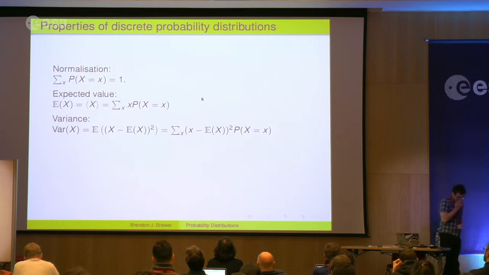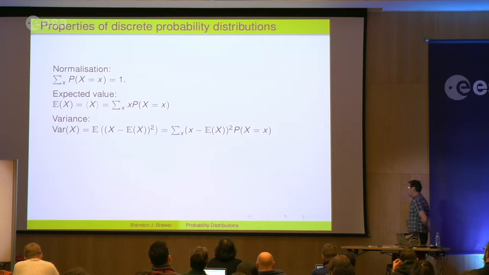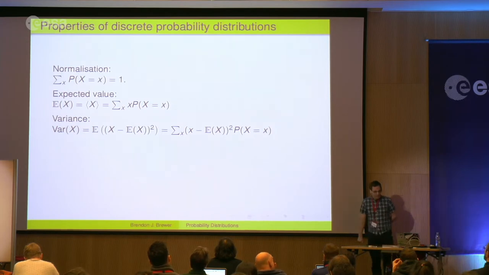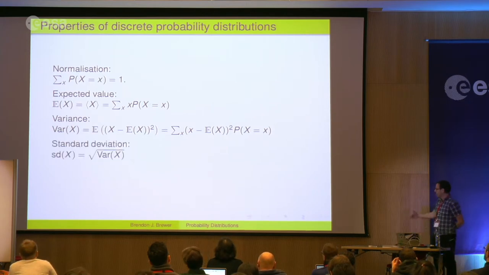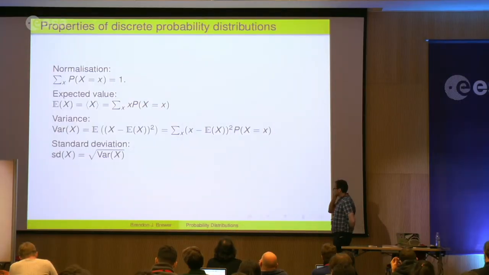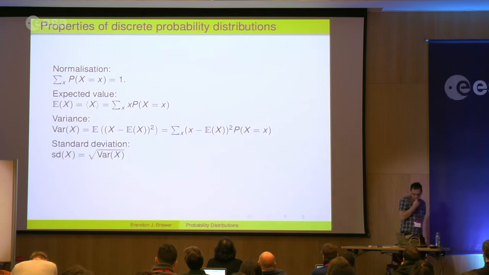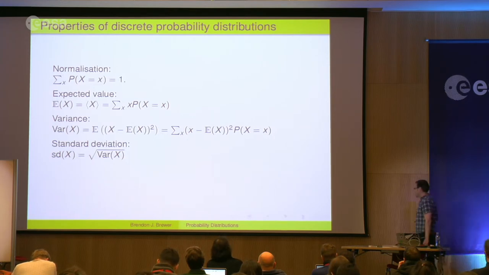So expected value tells you where the middle of the distribution is, and the variance tells you kind of the squared width of it. So these are just good numbers to very quickly communicate what a distribution looks like, and they also have nice mathematical properties as well. Because the units of variance are annoying, they're in units of the square of the variable, the standard deviation is usually a better number to communicate with.